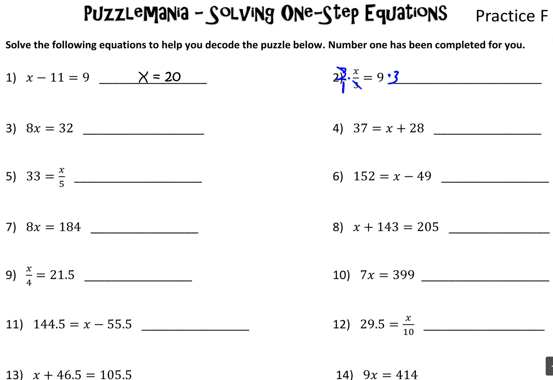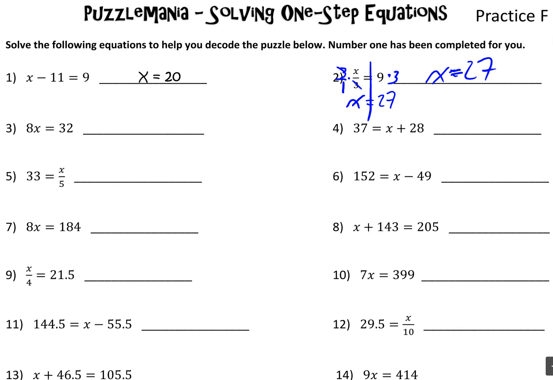And so now I just have x times 1 divided by 1. That's just going to be x on the left side. On the right side, I'm going to have 9 times 3. That's 27. So x equals 27.